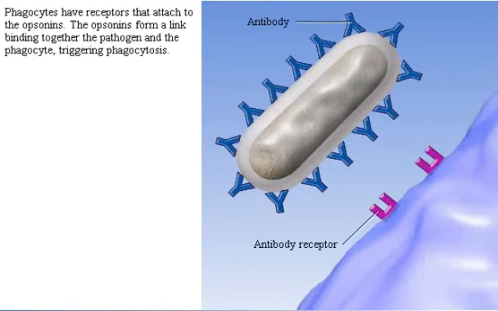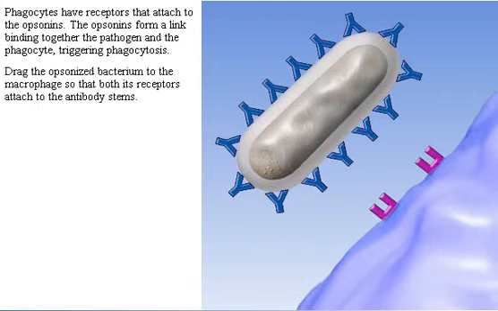Phagocytes have receptors that attach to the opsonins. The opsonins form a link binding together the pathogen and the phagocyte, triggering phagocytosis. Drag the opsonized bacterium to the macrophage so that both its receptors attach to the antibody stems.